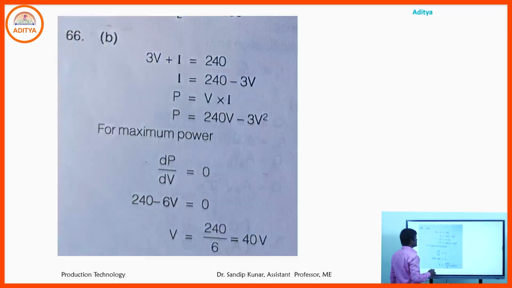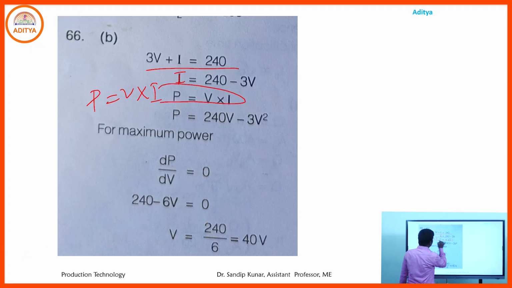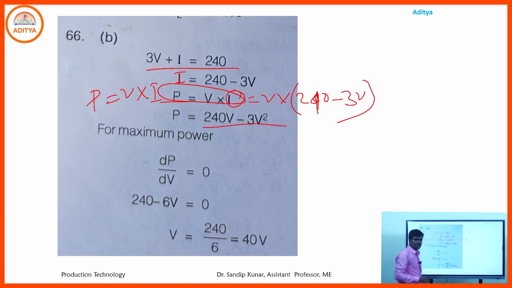From that particular equation we write the equation and find I. I equals 240 minus 3V. Then we know the formula: power P equals voltage into I. Using that, we put the value of I in that equation. Here P equals V into (240 minus 3V). Then we multiply, and finally we get 240V minus 3V square.